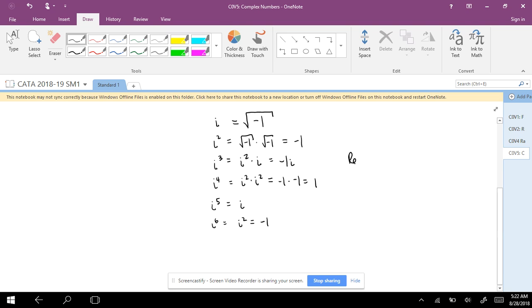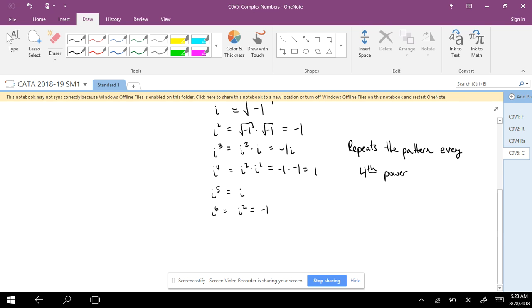So it repeats the pattern every fourth power. So it goes 1, 2, 3, 4, and then it repeats the same cycle. So it goes i, -1, -i, 1, repeat. i, -1, -i, 1. It keeps going.